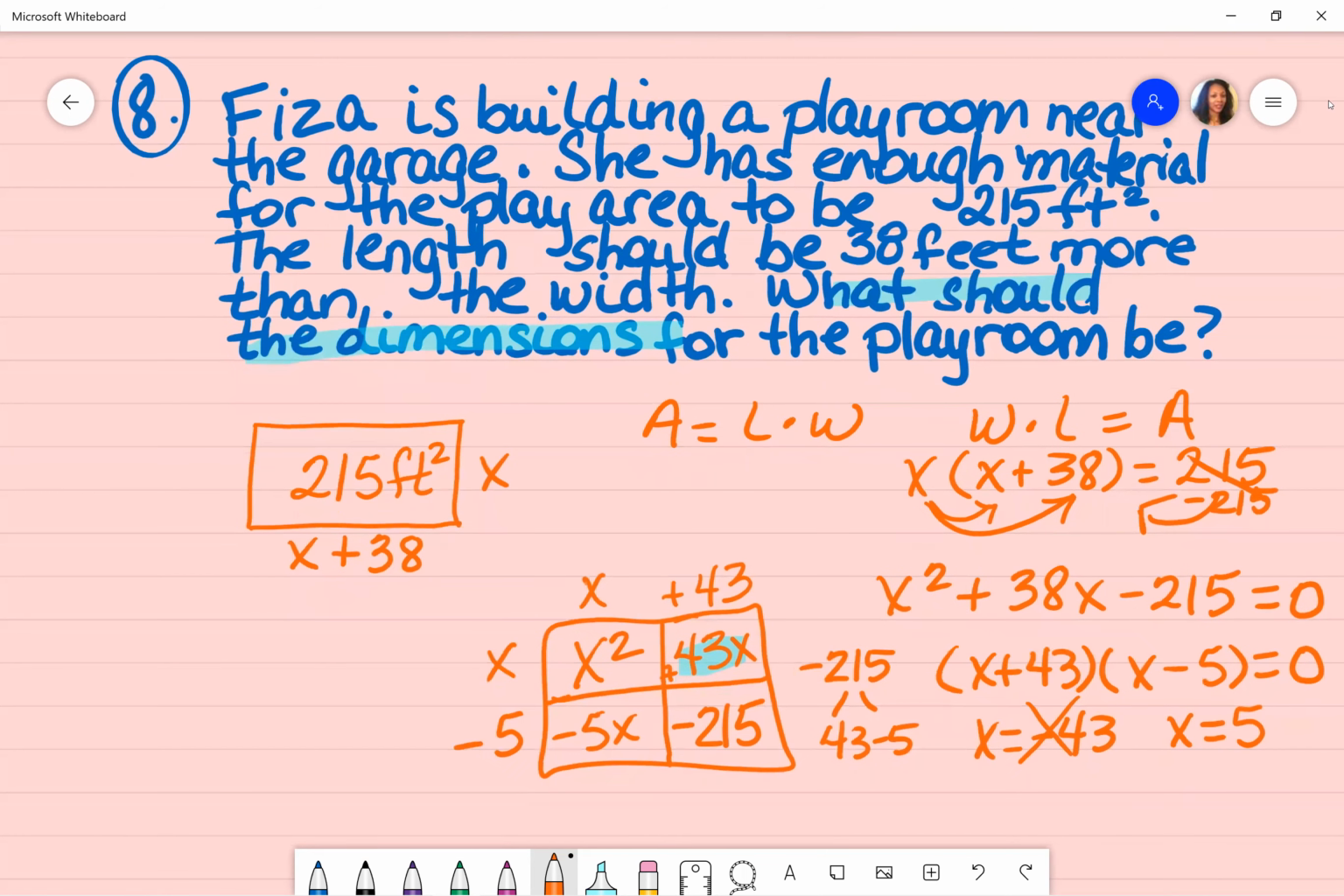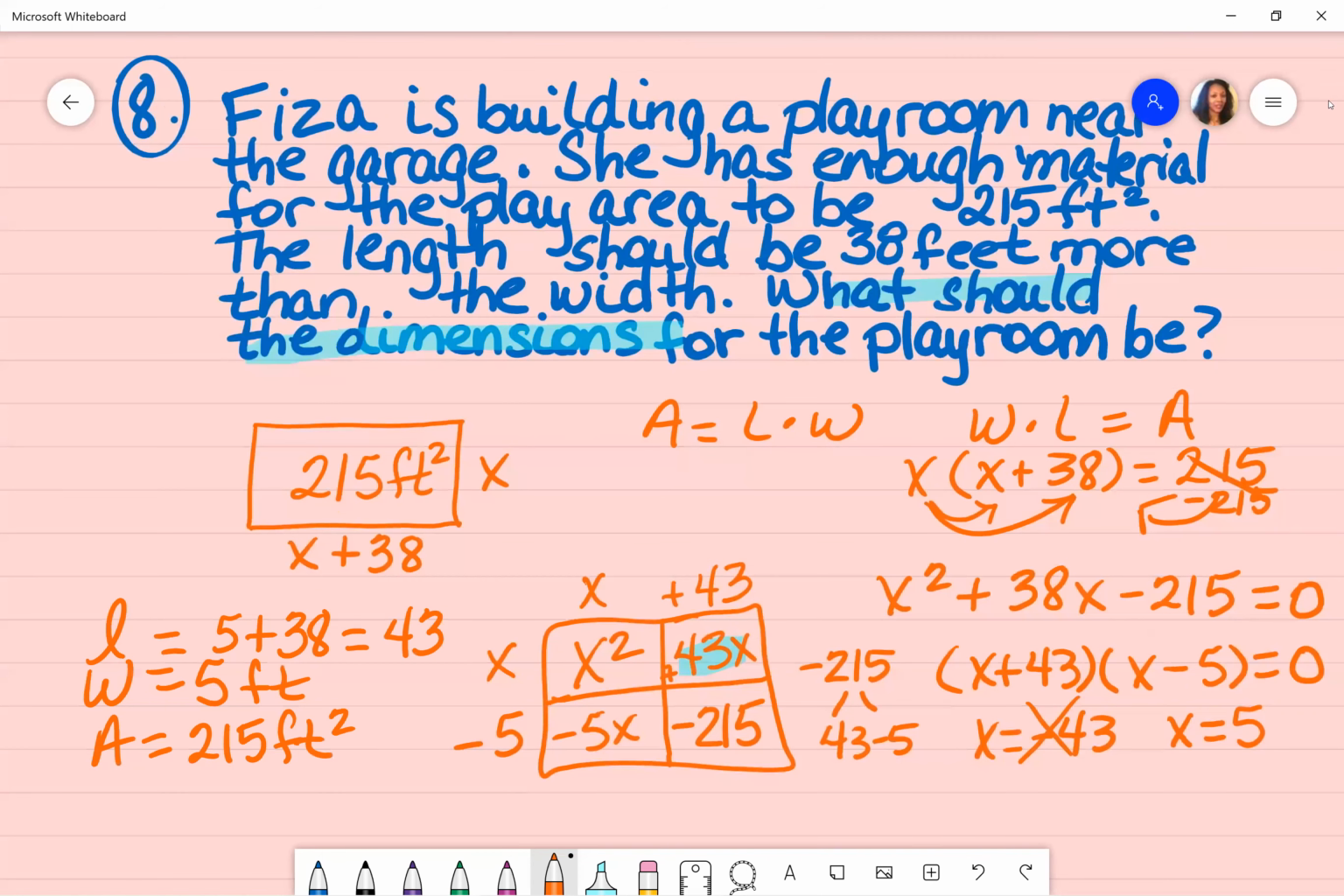So to answer my question, what should the dimensions be? Well, we said X represented width. So that's going to be 5. And then my length was X plus the 38, so that ended up being 43. And we already knew that the area was 215 square feet. All right, so these are my dimensions.